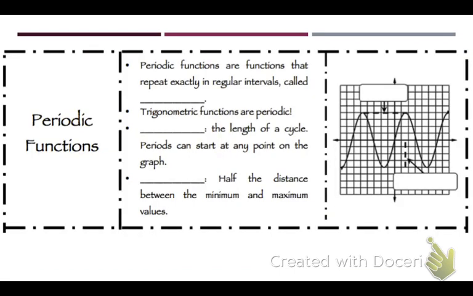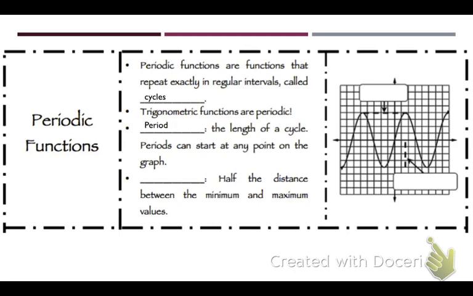Okay, so sine and cosine are periodic functions. And a periodic function just means that it repeats at regular intervals. So it just oscillates. These intervals are called cycles. Okay, so trig functions are periodic.